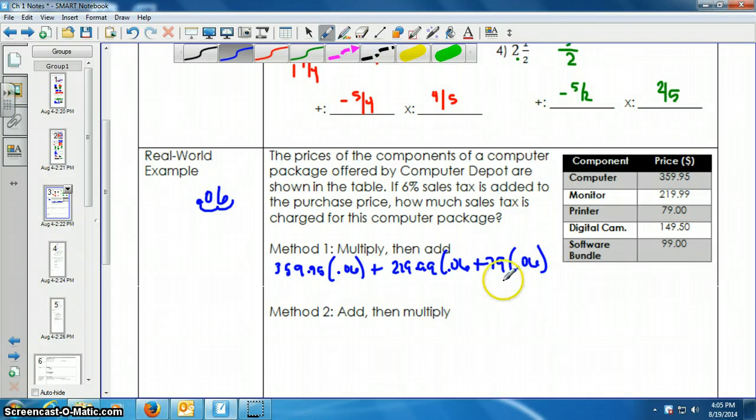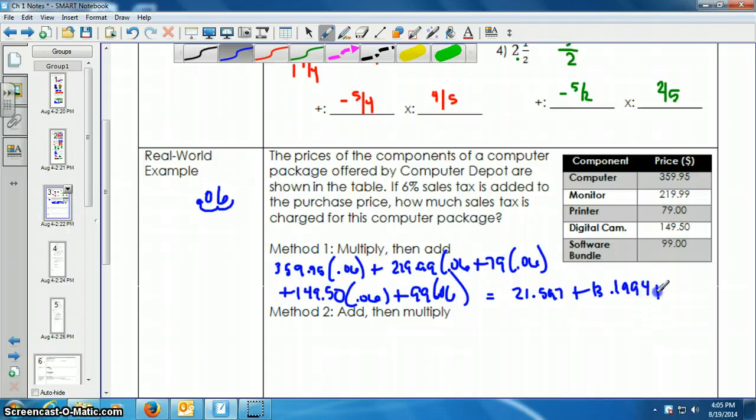So again, this first one we're going to multiply and then we'll add. And going through and doing that, you'd get 21.597 plus 13.1994 plus 4.74 plus 8.97 plus 5.94, and then you'd add all those up together and you get 54.95. Sorry, 45. So that is your sales tax.